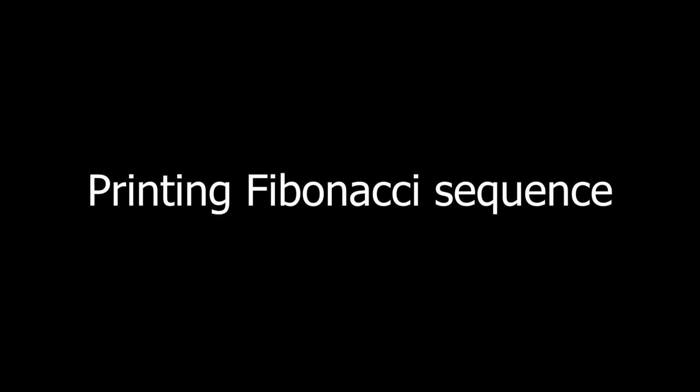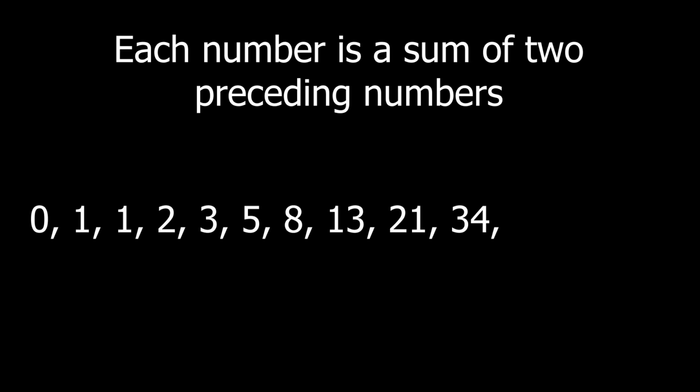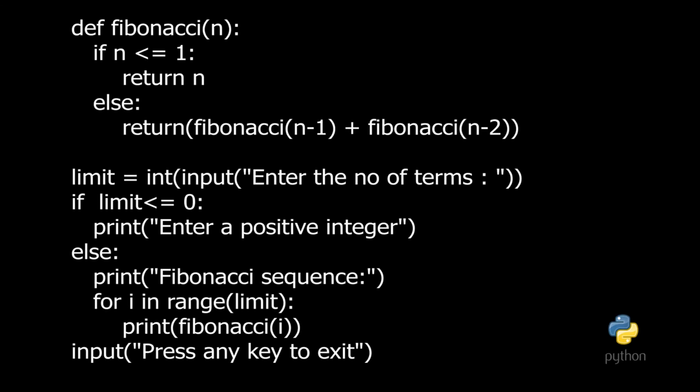Number 2. Printing the Fibonacci sequence. Fibonacci series is a series of numbers in which each number is the sum of the two preceding numbers, as shown here. This is the Python script to print the Fibonacci sequence.